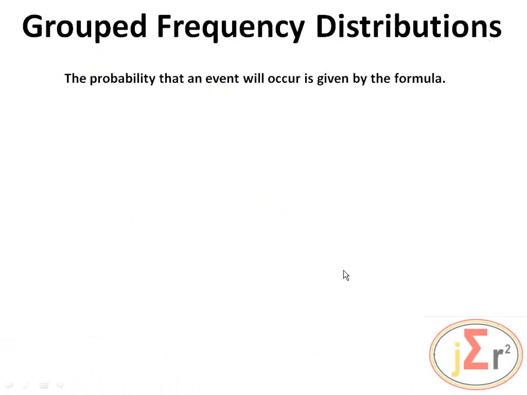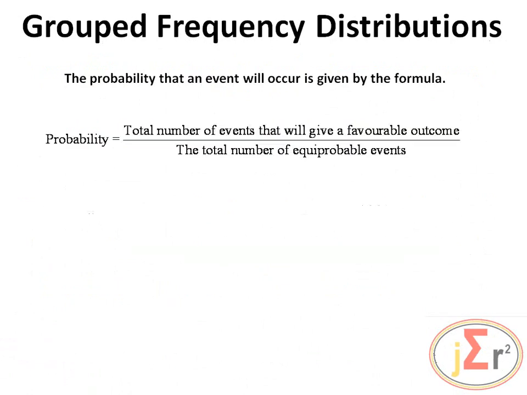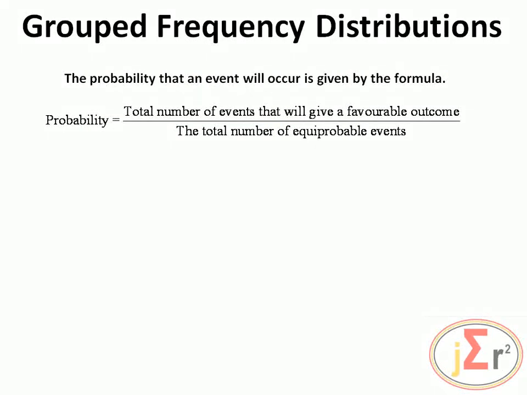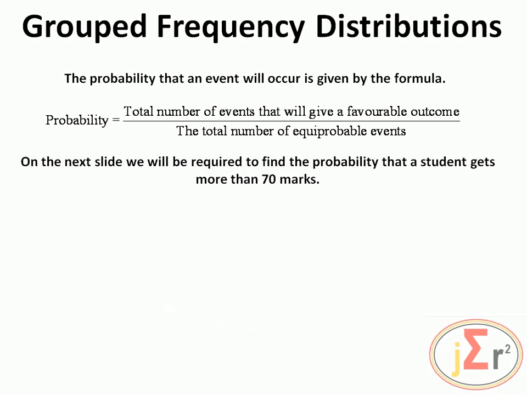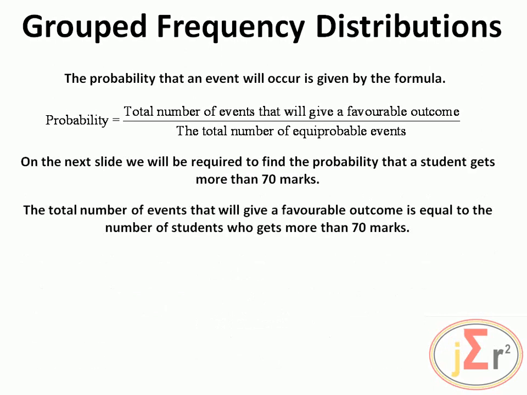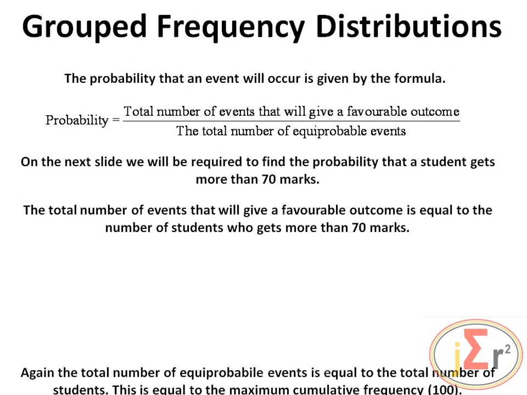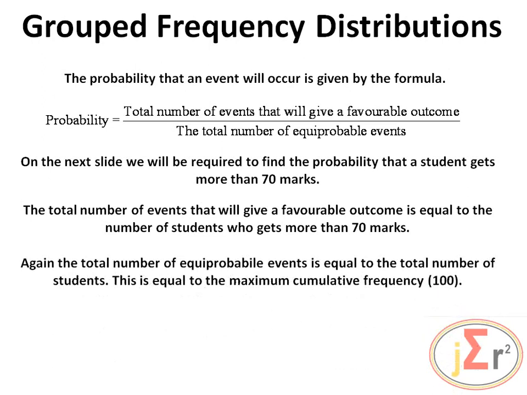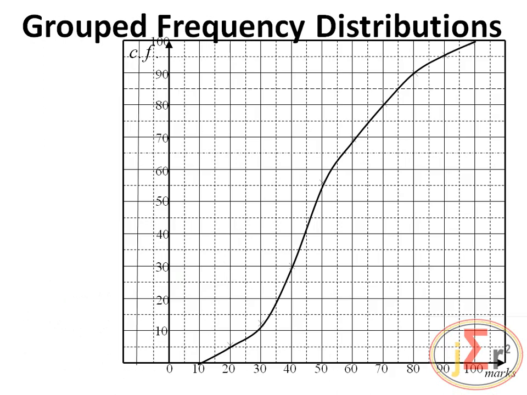The probability that an event will occur is given by the formula, so we are taking a look at that formula again: the total number of events that will give a favorable outcome over the total number of equiprobable events. On the next slide, we will be required to find the probability that a student gets more than 70 marks. The total number of events that will give a favorable outcome is equal to the number of students who get more than 70 marks. Again, the total number of equiprobable events is equal to the total number of students. This is equal to the maximum cumulative frequency, which is 100.